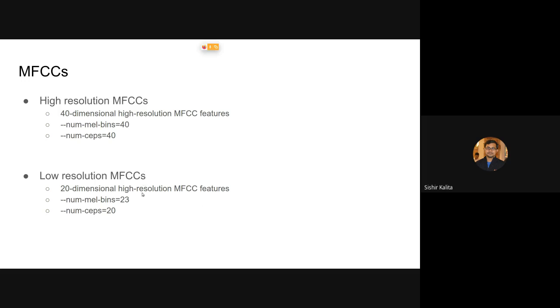And if we take a smaller number of Mel filters, for example maybe 23, and again using the DCT we compute the cepstrum, maybe 20, then we call it low resolution MFCCs, which is the default setting of the Kaldi MFCC config file. Yesterday, whatever MFCC you computed, those are low resolution MFCCs.